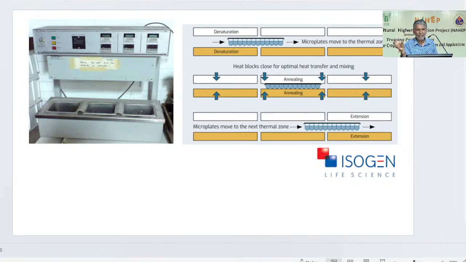See, after 30 seconds, they don't have a robotic hand, but that plate is put there, that is just shifting. One water bath, second water bath, third water bath. It is so big, your one plate will be just this much size. So it is going like that.